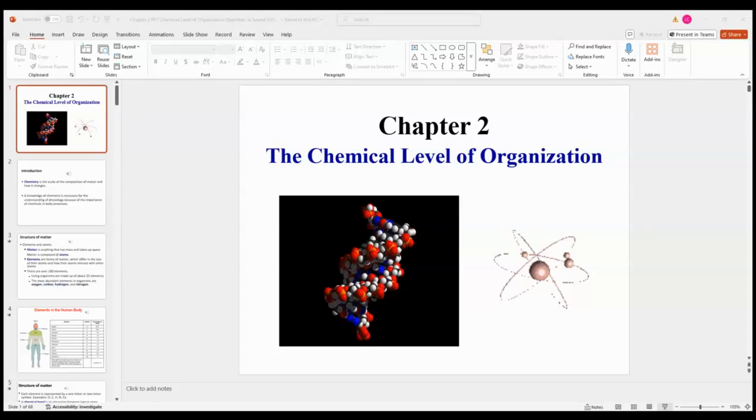It's also a compound. Water is also a compound because it's made up of at least two different elements, right? So it has hydrogen and oxygen in it. So that means it's a compound.